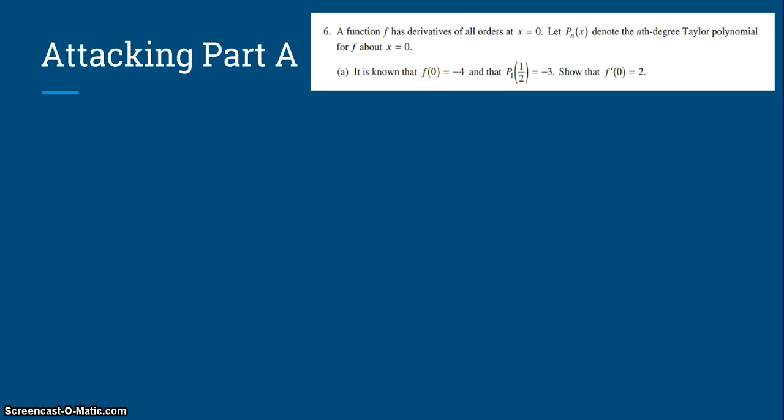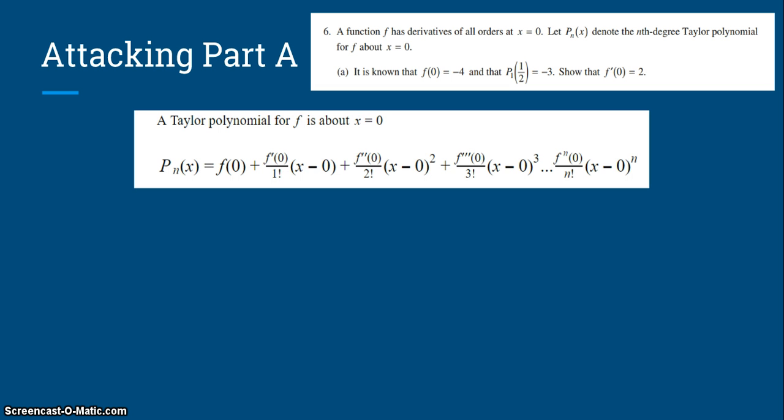Alright, so let's get to attacking part A. Here's the question, and we should start by, it's known that f of 0 equals -4. So we should use the Taylor polynomial formula. Here it is. And the -0 is just so that it's a Taylor polynomial. It's actually a Maclaurin series, so you don't really need that -0.